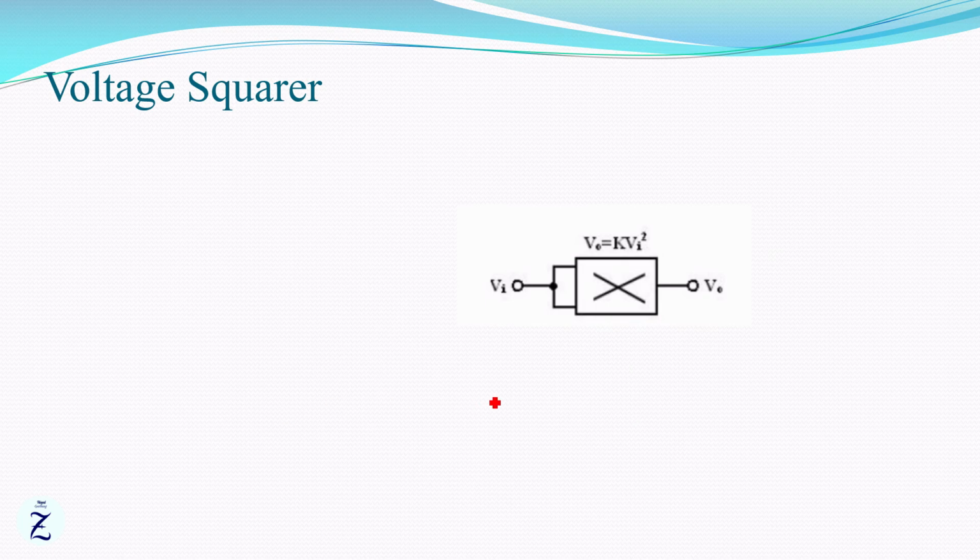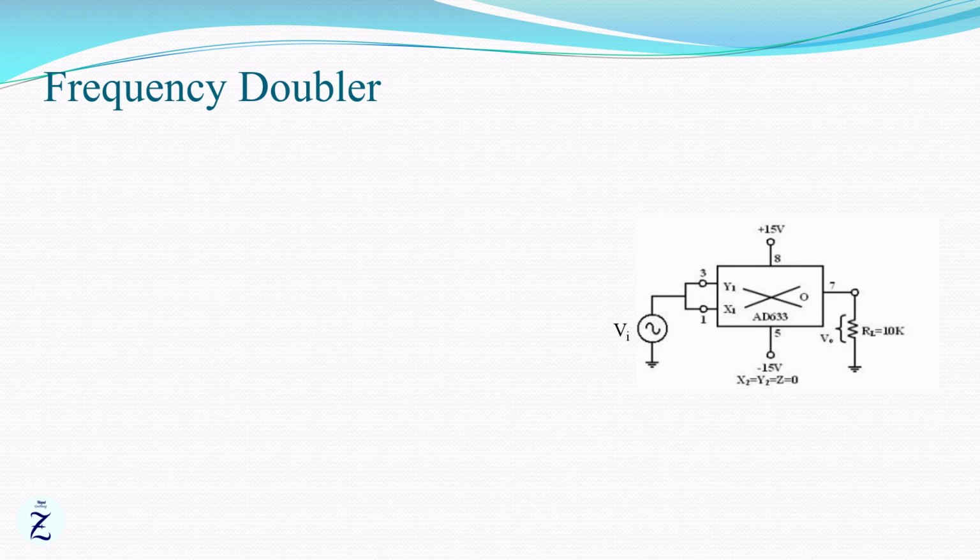First one, it can be used as a voltage squarer by shorting the inputs Vx and Vy and giving a single input which is to be squared. Here the inputs are shorted together and given a single input Vi. Hence Vx and Vy will be equal to Vi. So the output would be equal to K into Vi square, that is equal to 1 by 10 into Vi square. As I said earlier, input can be positive or negative between 0 and 10 volt.